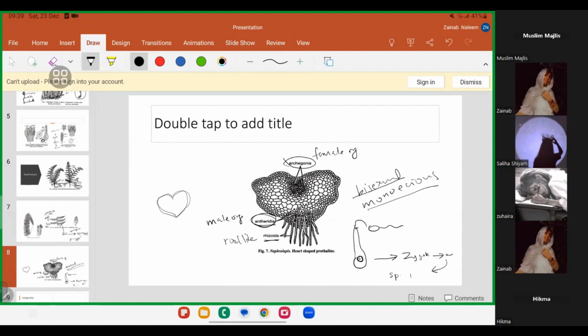In the antheridia, the flagellated sperm is produced and released into the external water. From the external water, it comes to the archegonia and fertilizes the only egg, which remains in the archegonia and grows into the zygote, embryo, and the sporophyte. And that's the sporophyte, and again the cycle will start.